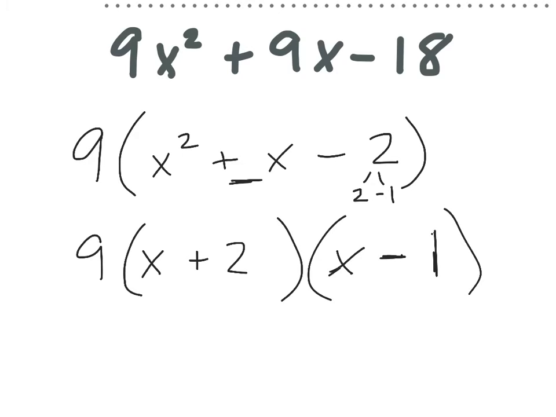Wait, so how'd you get x plus 2? Because I pulled out a 2 and a negative 1. Because the two factors of negative 2 are 2 and negative 1. Oh, yeah, I got it.